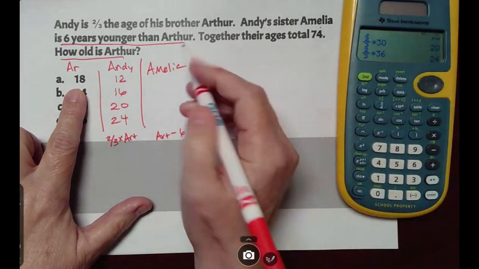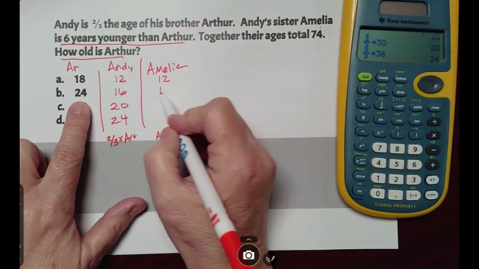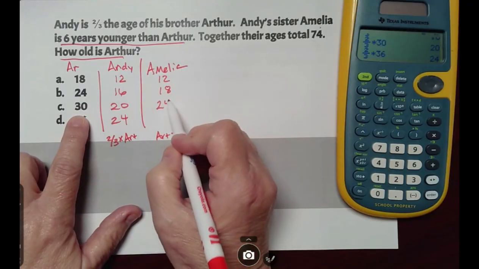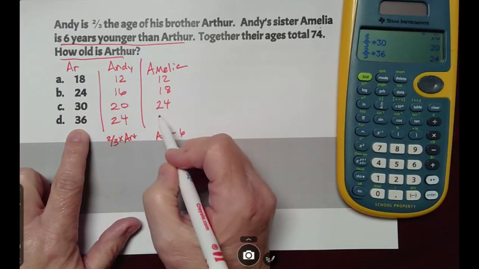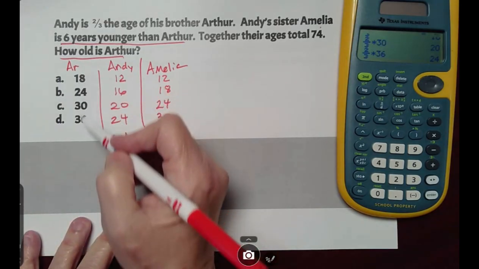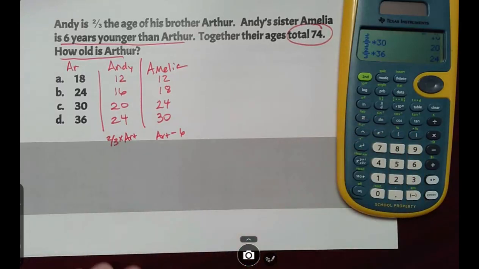18 minus 6 is 12. 24 minus 6 is 18. 30 minus 6 is 24. And 36 minus 6 is 30. So now we have how old Andy and Amelia would be if this is Arthur's age. Now to solve the problem, the total age has to be 24.